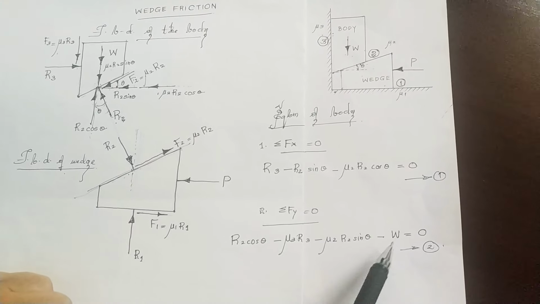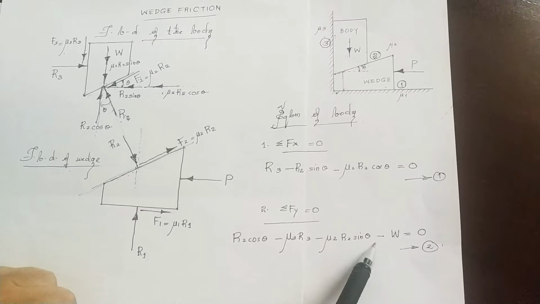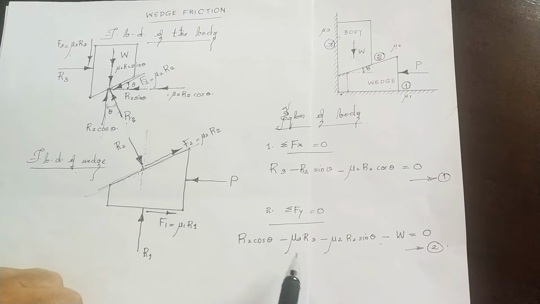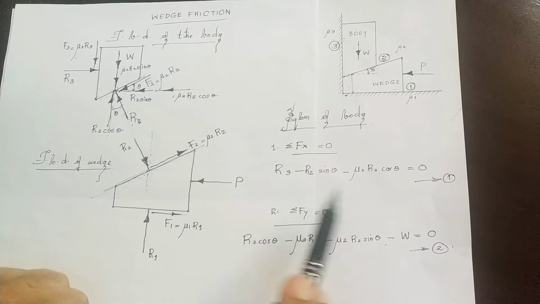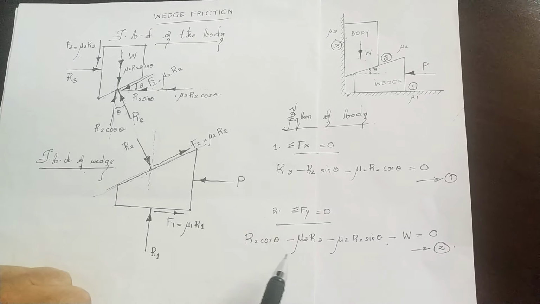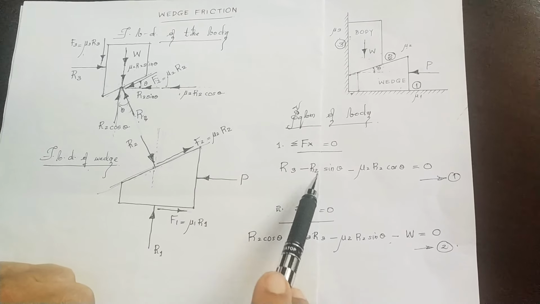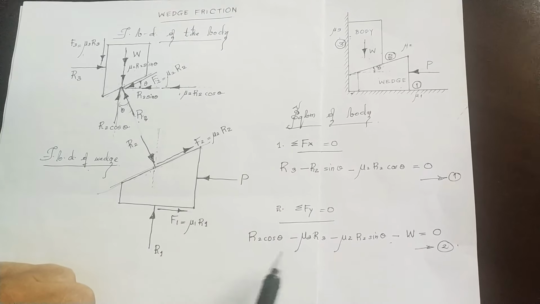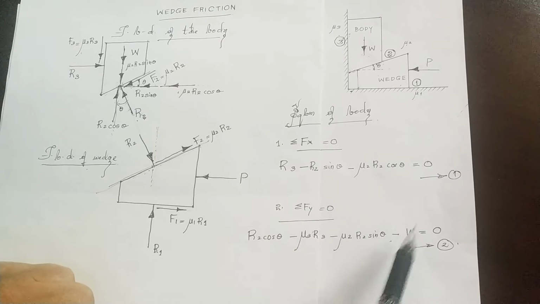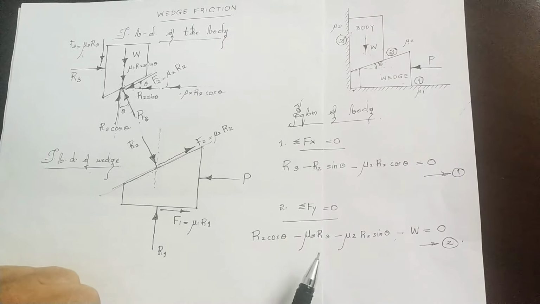Two equations. W would be known to you, theta would be known to you obviously, and mu1, mu2, mu3 all would be known to you. So we have R2 and R3 as the two unknowns here. So you can solve for it.